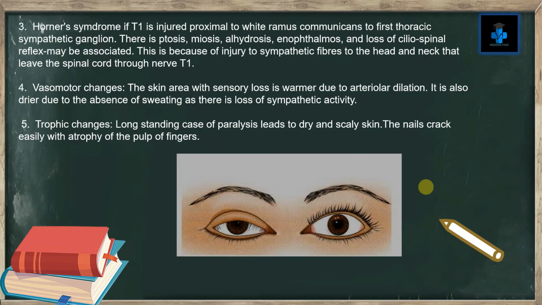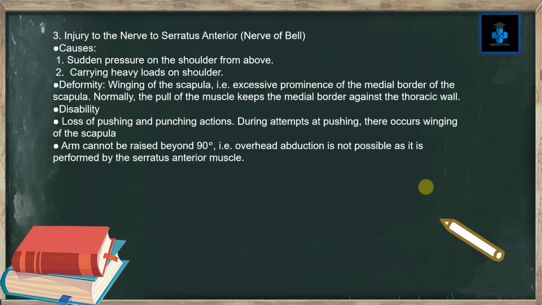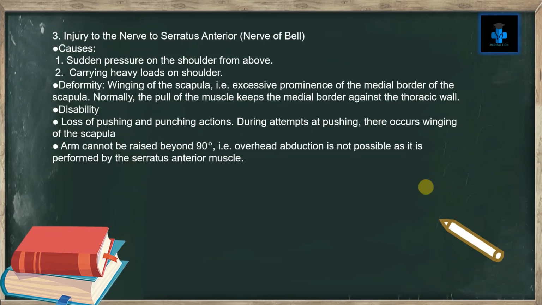Trophic changes. Long-standing cases of paralysis lead to dry and scaly skin. The nails crack easily with atrophy of the pulp of fingers. Injury to nerve of serratus anterior, also known as nerve of Bell. Causes: sudden pressure on the shoulder from above, carrying heavy loads on shoulder. Deformity here is winging of scapula.